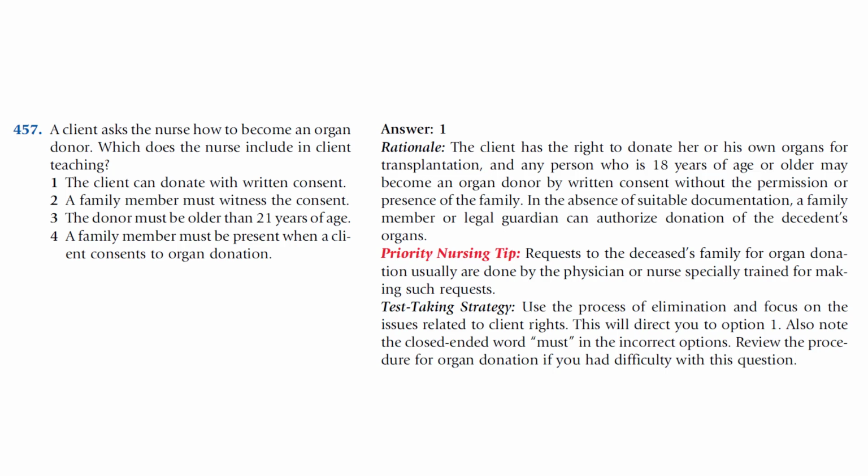Answer: 1. Rationale: the client has the right to donate her or his own organs for transplantation, and any person who is 18 years of age or older may become an organ donor by written consent without the permission or presence of the family. In the absence of suitable documentation, a family member or legal guardian can authorize donation of the decedent's organs.